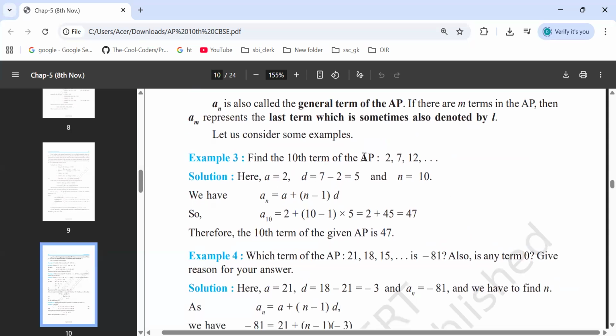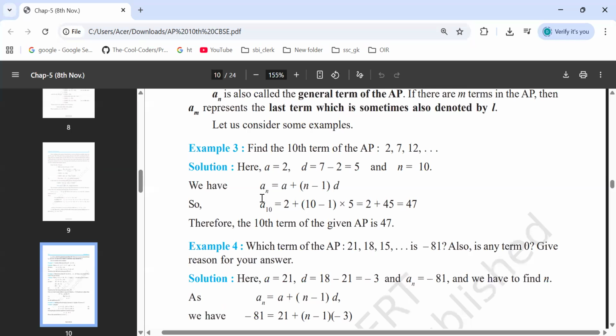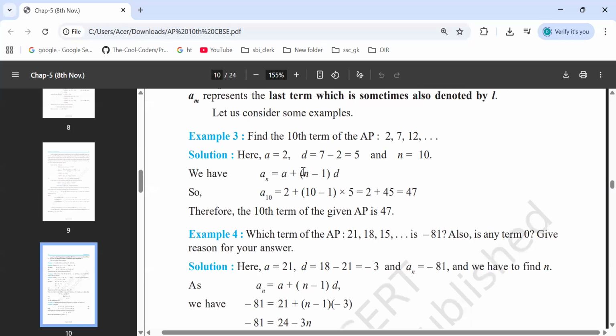The difference we can clearly find is that 7 minus 2 is 5 and 12 minus 2 is also 5. That means that these terms are in AP. So the difference is 5 and we have to find the 10th term. The formula that we will use is a plus (n minus 1) into d. Now the 10th term is equal to 2 plus, over here the value of n is 10, (10 minus 1) into 5. So 2 plus 45 will be equal to 47.